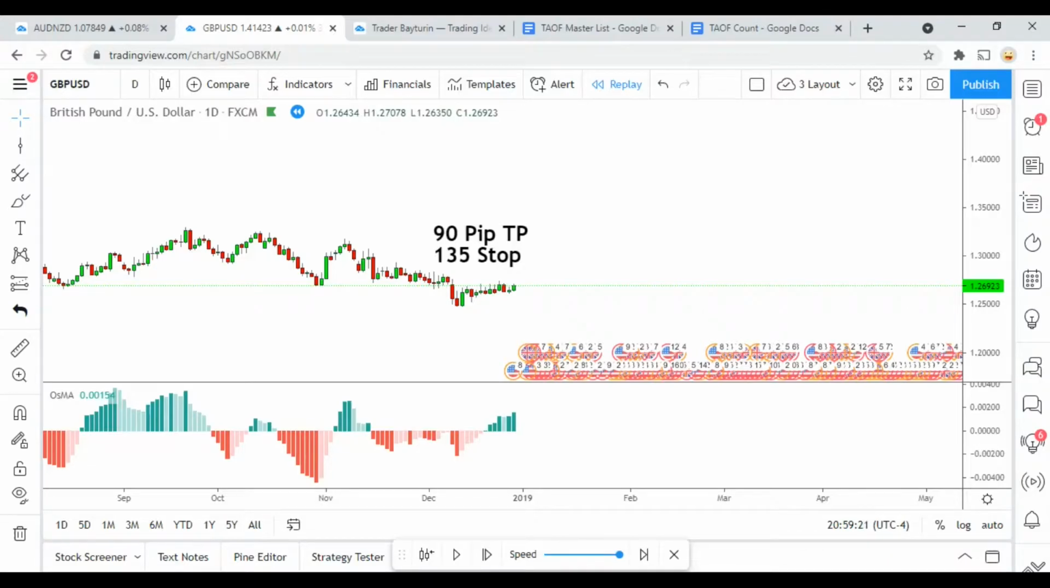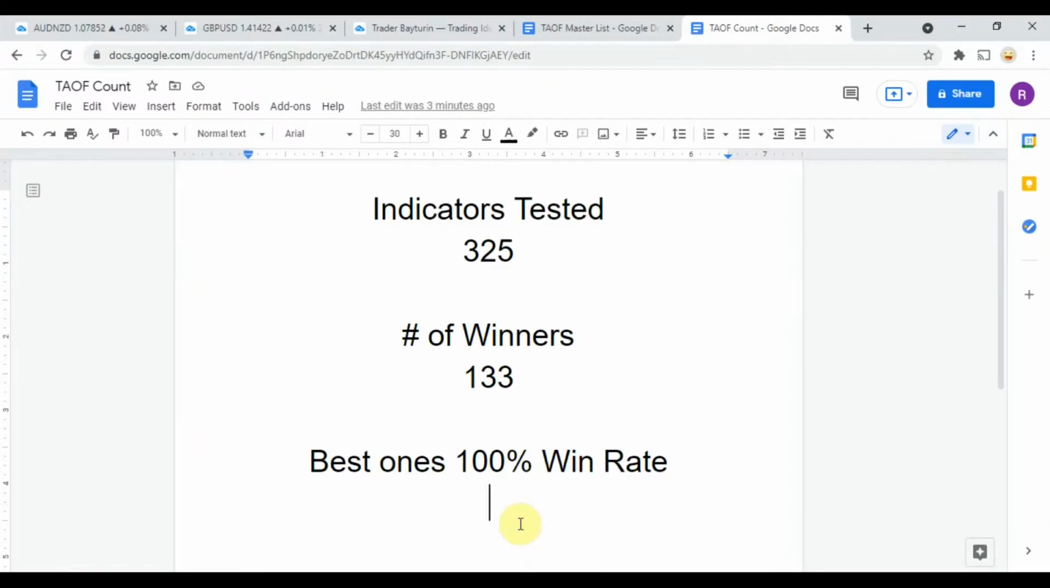Alright, as I said, today we will be testing the DMA moving average of oscillator. Before we do though, I wanted to put the indicator scoreboard up for everyone to see. So to date, we have tested 325 indicators, and out of those 325 indicators, 133 of them have been winners, which means that they have met or exceeded the 60% win-loss ratio threshold that we have set for them. The best ones so far were able to achieve a 100% win rate.